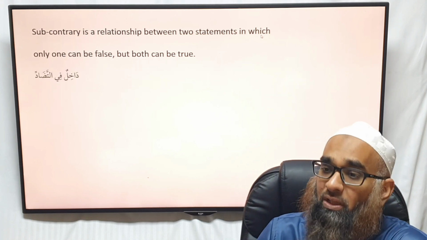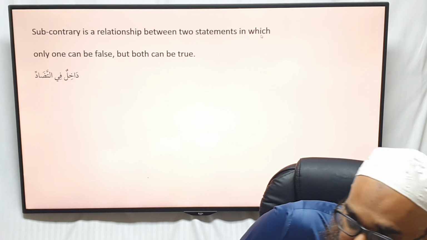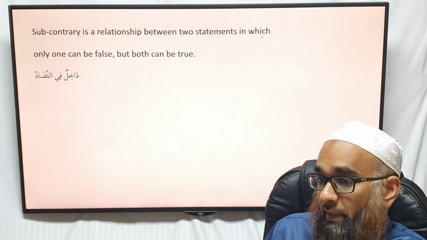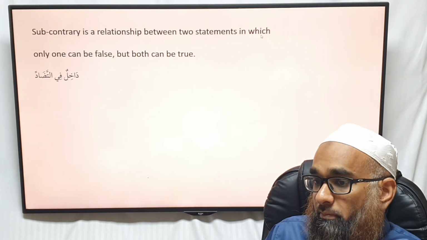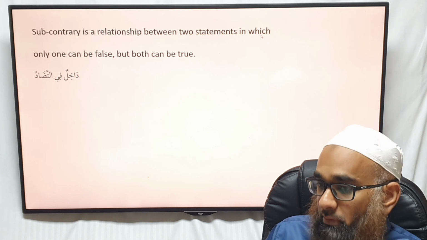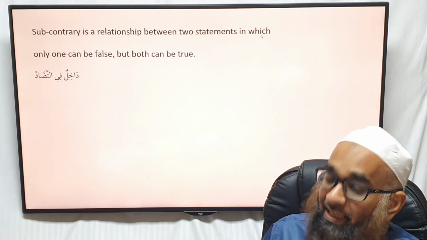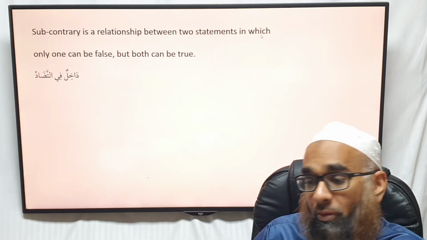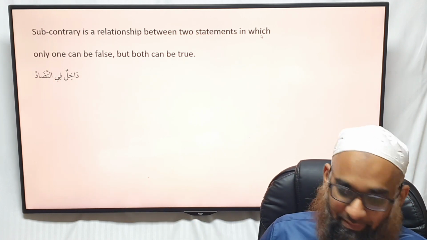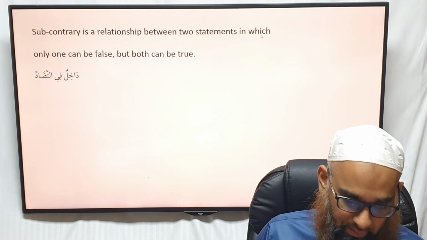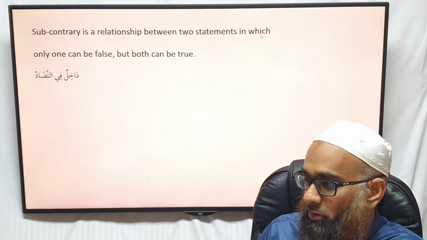For example, look, this is called dakhil fi tadad. In the top one, in contrary, only one can be true. Only one or less than one can be true, and less than one is zero, so zero is true, both are false. In this one, one or more has to be true.